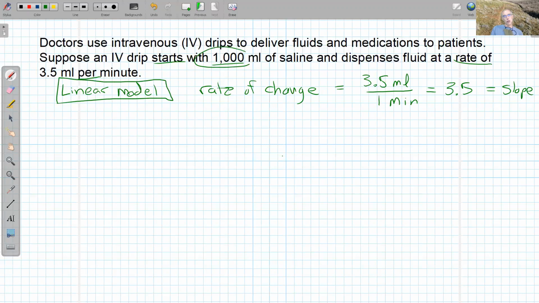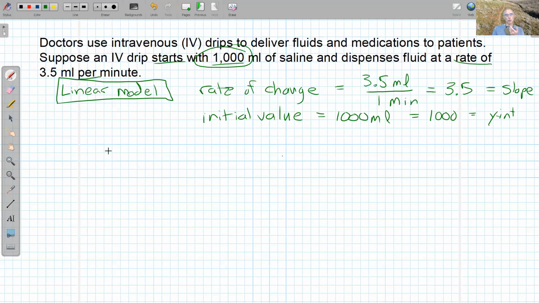And the starting with 1,000, that would be our y-intercept. So we have this initial value, that starting value of 1,000 milliliters. So 1,000 is our y-intercept.